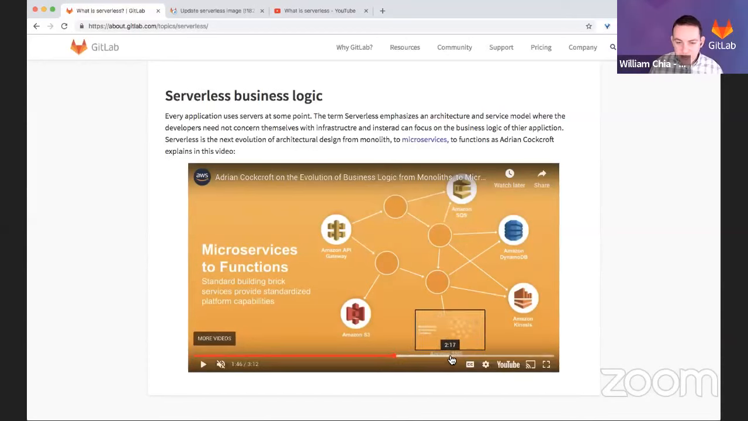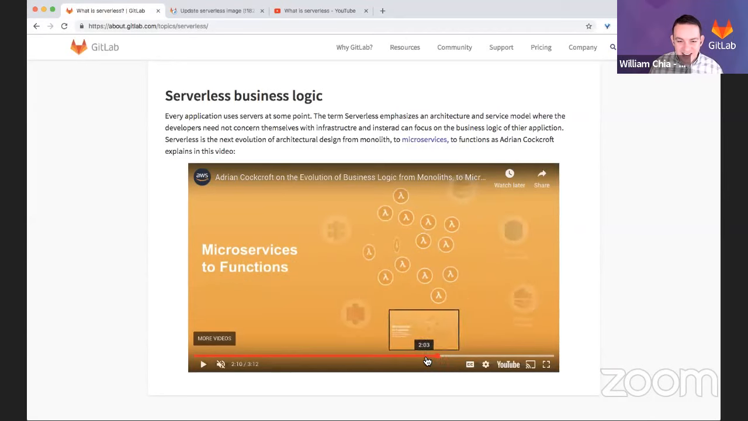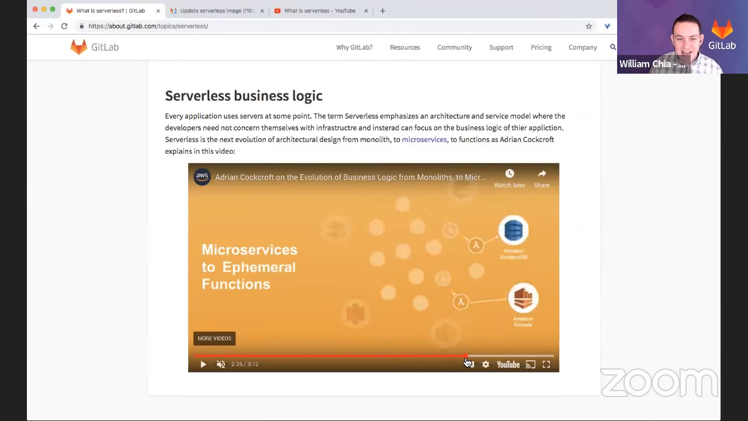And then, of course, when you go to serverless, there is a really nice illustration. I'm scrubbing through the video, but as I mentioned, this was such a nice illustration that I'm just going to put up this video. I'm going to recommend watching the whole thing, and I'm going to borrow some of the images from this training, because this is such a good video.